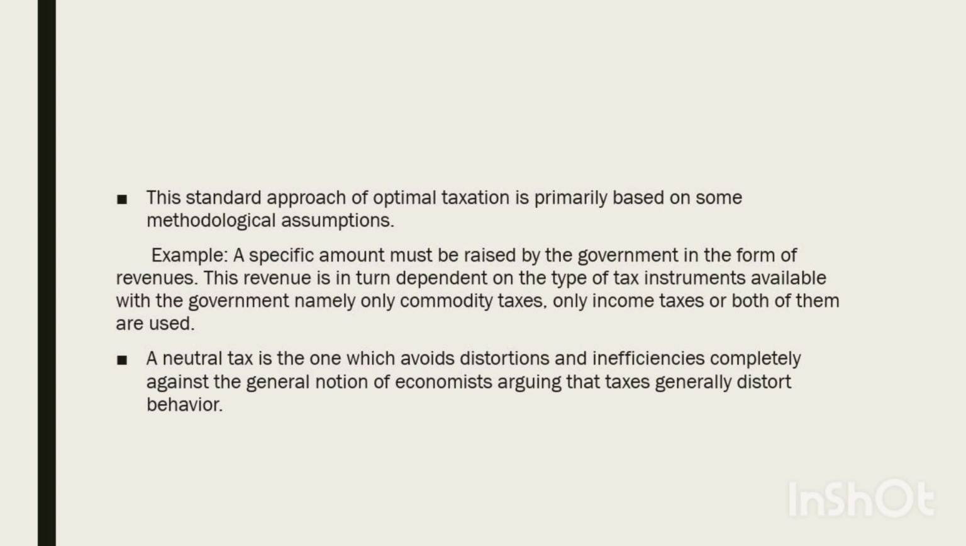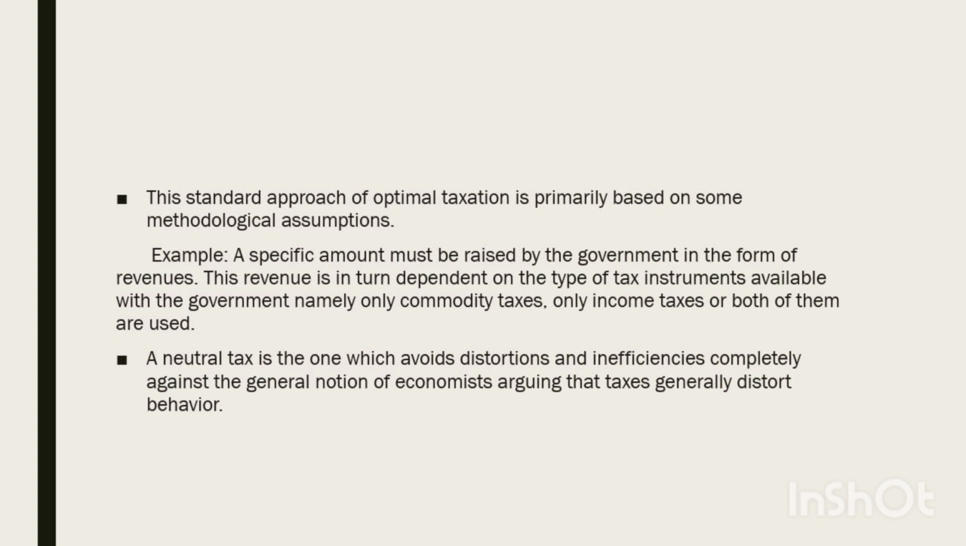This standard approach of optimal taxation is primarily based on some methodological assumptions. For example, a specific amount must be raised by the government in the form of revenues. This revenue in turn depends on the type of tax instrument available with the government, namely only commodity taxes, only income taxes, or both of them are used. The objective of the government must be in coordination with the individual as well as the firm's optimization. It should be for social welfare.